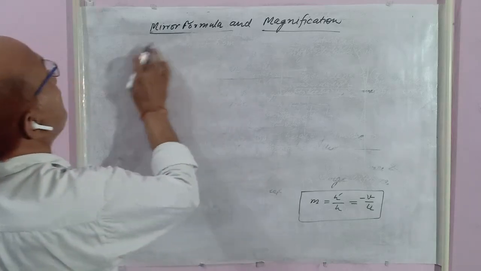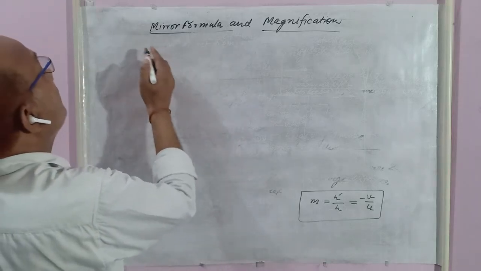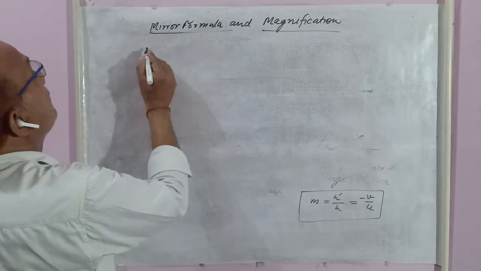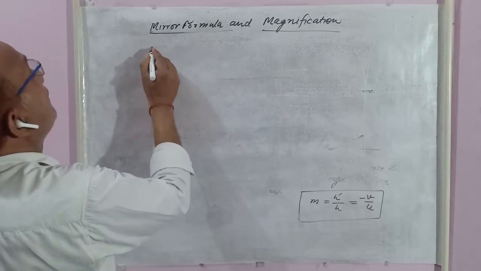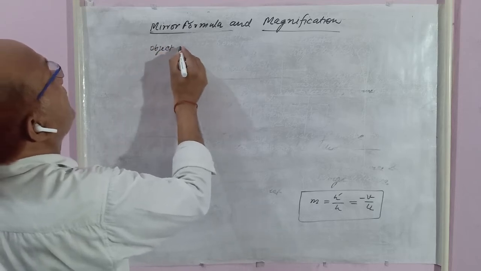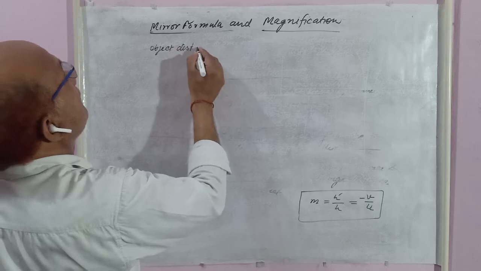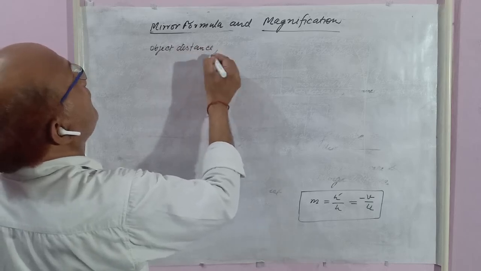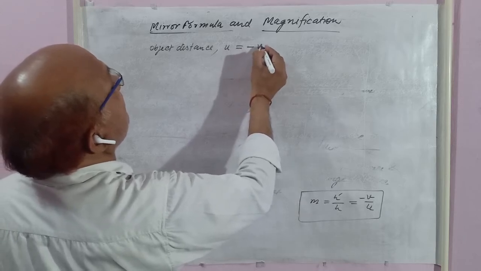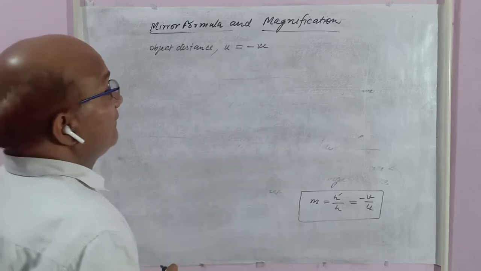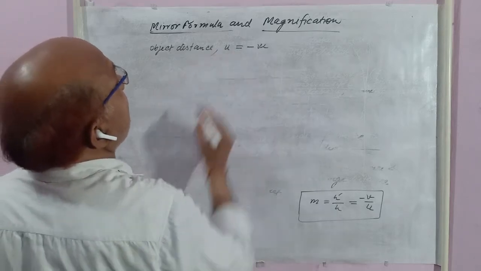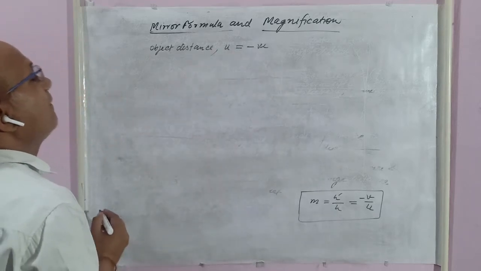Now, as you know, object is always placed on the left side, so object distance, it is U, and it is always taken as negative. We will put the sign convention, so the distance of object is always taken as negative.